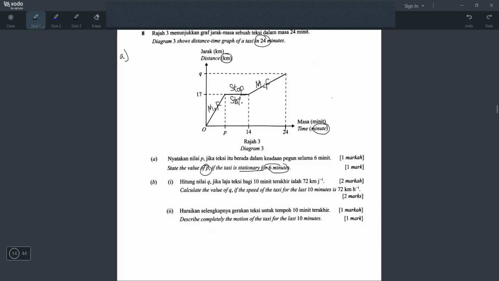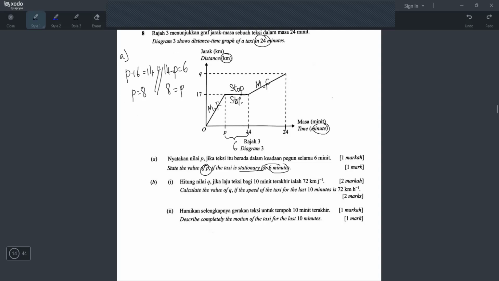Okay, so yeah. So now they want you to state the value of P if the taxi is stationary for 6 minutes. So which line is the stationary line? This line, right? So they say stationary for 6 minutes. It means the time here is 6, right? So how to find P? Okay, you can say P plus 6 equals 14. Therefore, P is 8, right? Or another way to write this is when you take 14 minus P, you will get 6. So P is 8. Okay, you can write like that or like this, it's the same.